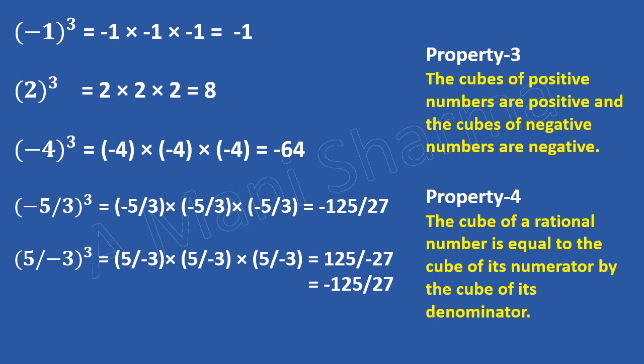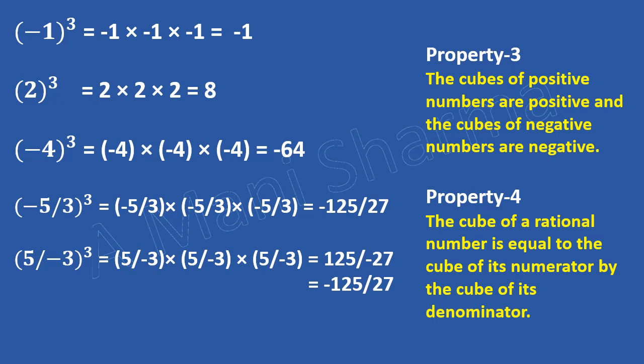So our property 3 says the cubes of positive numbers are positive and the cubes of negative numbers are negative. Suppose we are taking a rational number, let us say minus 5 by 3. So what will you do? Minus 5 by 3 cube means minus 5 by 3 multiplied by minus 5 by 3 multiplied by minus 5 by 3. So see the numerators, minus 5 into minus 5 into minus 5, and the denominator is 3 into 3 into 3. So we shall get minus 125 by 27.